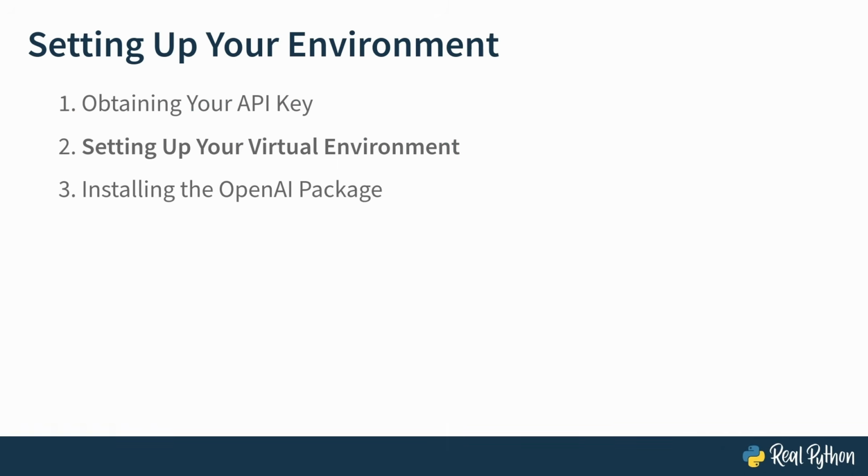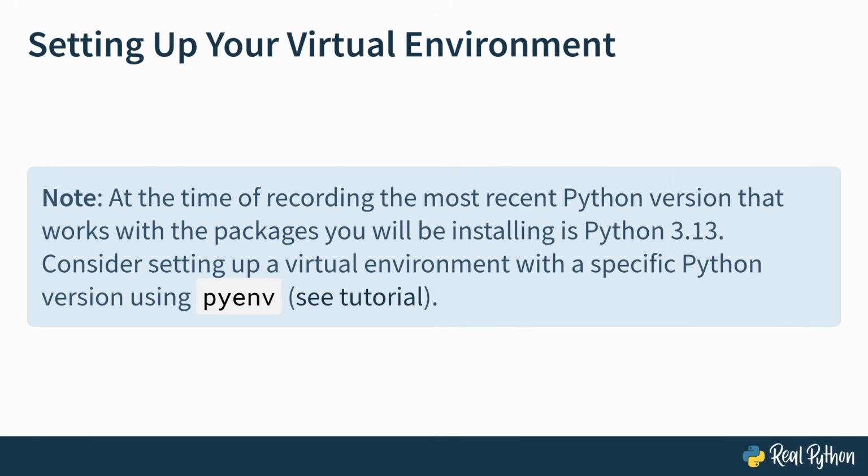In this lesson, you will be setting up your virtual environment. Now, a note that at the time of recording, the most recent Python version that works with the packages you will be installing is Python 3.13. In case you have a Python version that doesn't work with the packages you will be installing, then please consider setting up a virtual environment with a specific Python version, a version that works, obviously. And you can use something like pyenv or uv to do that. And I include a link to a Real Python tutorial that explains everything in detail.